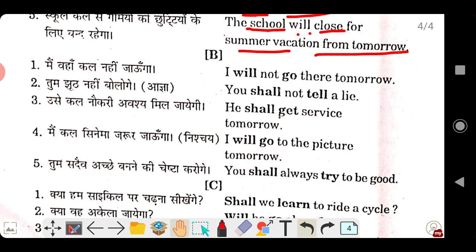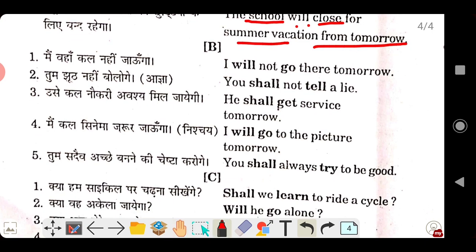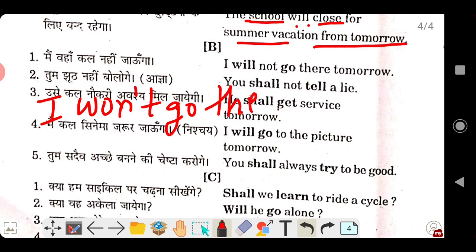Next, whenever it comes to making a negative sentence, you can see on the left side as well as on the right side, we use not. There is also a contraction form, a short form. I would say, I will not go there tomorrow. And if you want to use the contraction form, you can use it like this: I won't go there tomorrow.